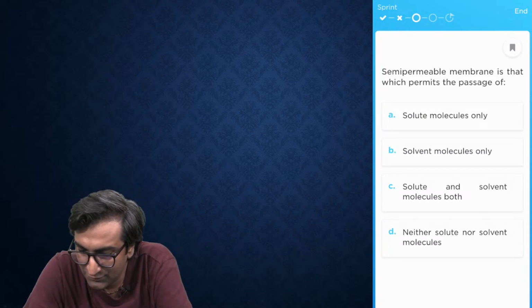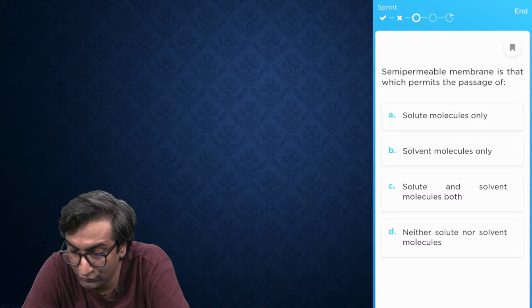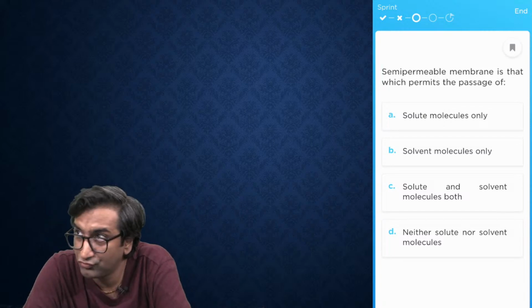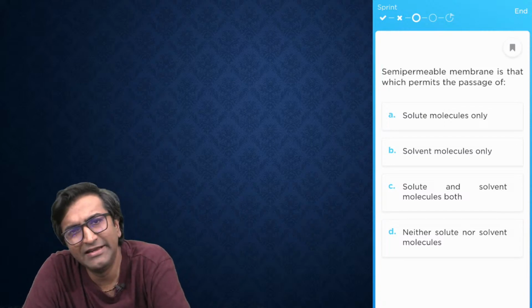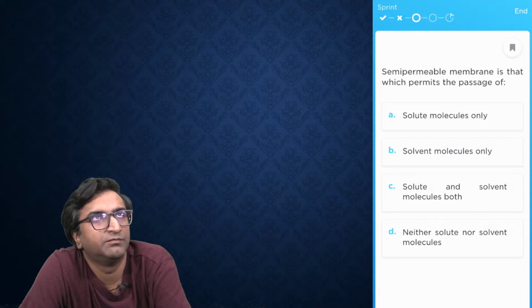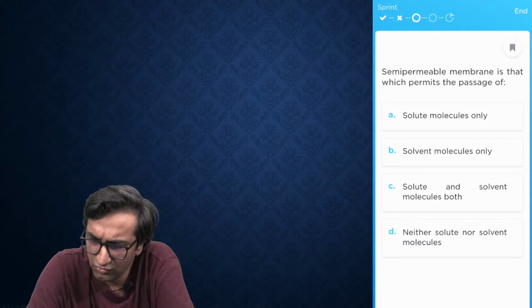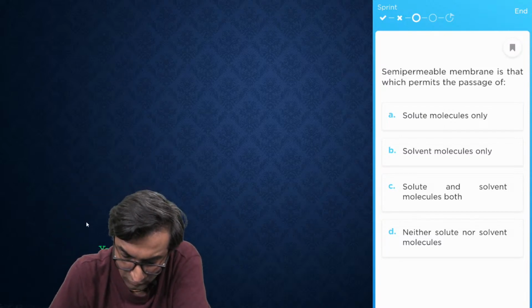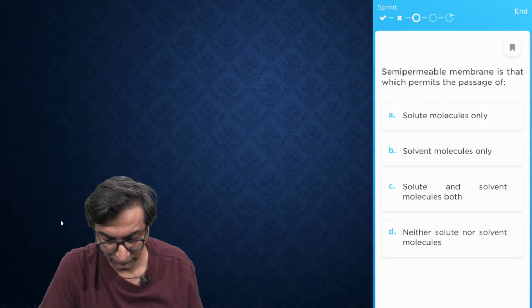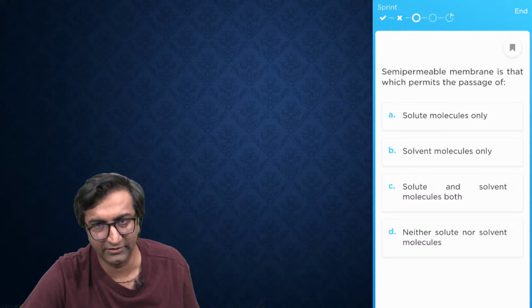Semi-permeable membrane is that which permits the passage of solute molecules only, solvent molecules only. देखो पॉइंट क्या होता है सेमी परमिएबल मेम्ब्रेन का. What is a semi-permeable membrane? You remember this? थोड़ा थ्योरी कर लें क्या? थोड़ी सी थ्योरी कर लेते हैं. Let me check the chat very quickly.